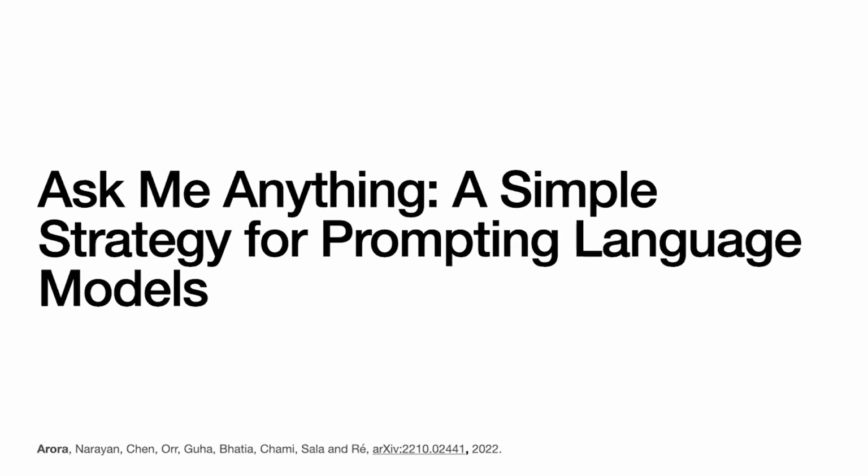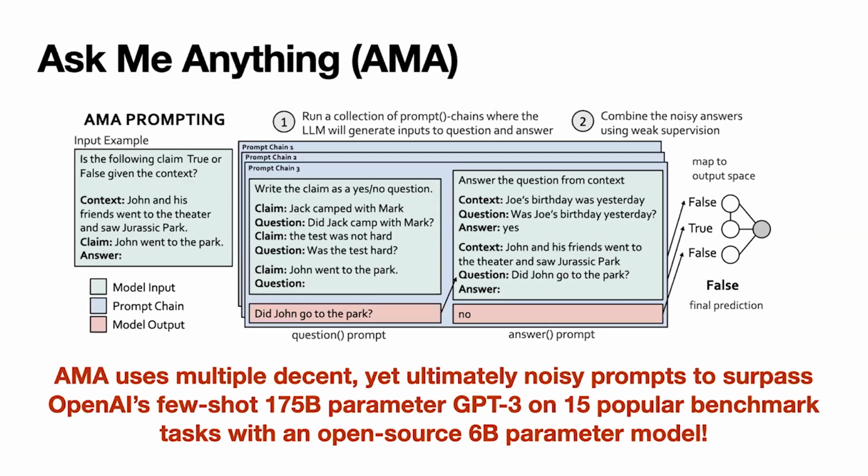Ask Me Anything: a simple strategy for prompting language models. So again, designing the perfect prompt is difficult, so the high-level idea in AMA is to apply multiple decent yet imperfect prompts to each input example. This means we get multiple votes for the example's label. For instance, shown on the far right of this slide, two prompts might vote that the input example is false, and the third might vote that the example is true. We'll then aggregate these votes to get our final prediction for our inputs.